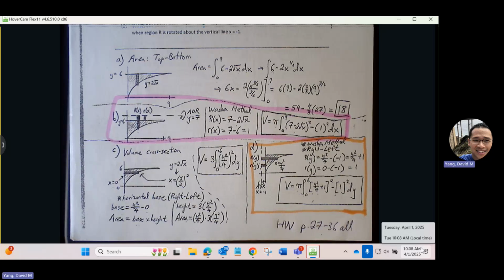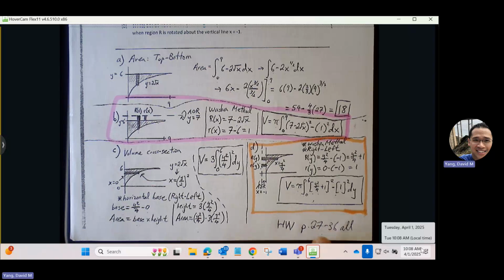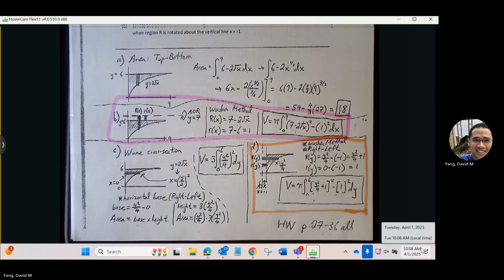Okay, so if we can finish the remainder of the packet for homework, page 27 to 36, I'll send out a reminder this afternoon. All right, come get your funds. For Thursday. Can you just send me pictures? Yeah. Thanks.